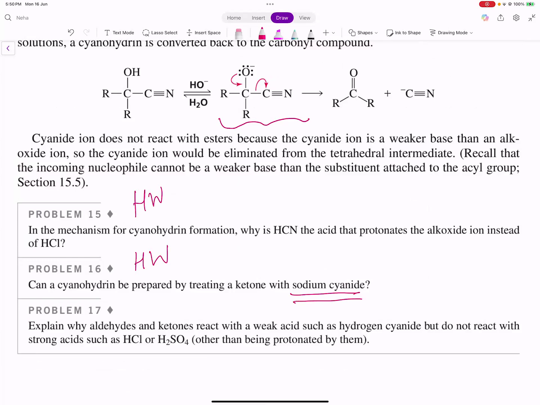See, we cannot prepare a cyanohydrin by sodium cyanide, because it will not be protonated.